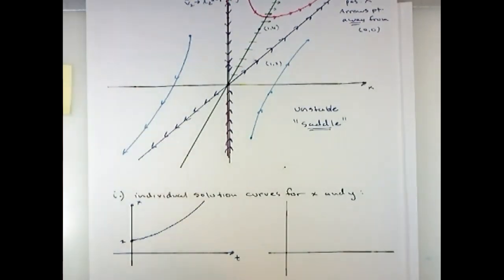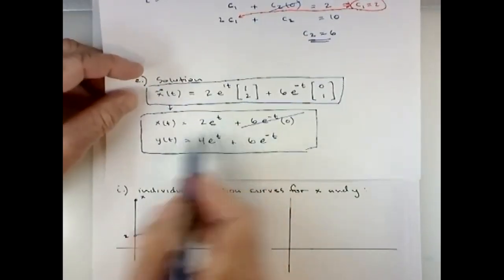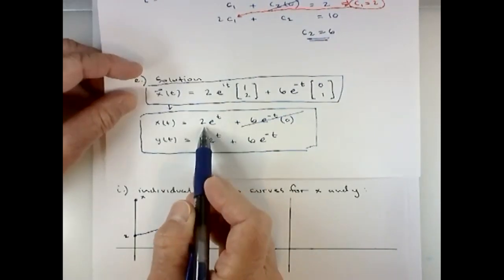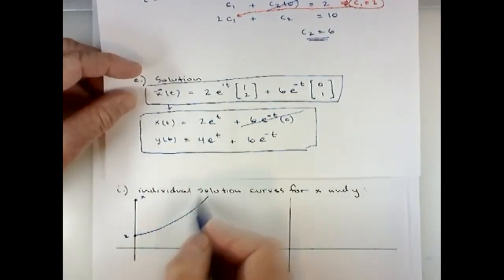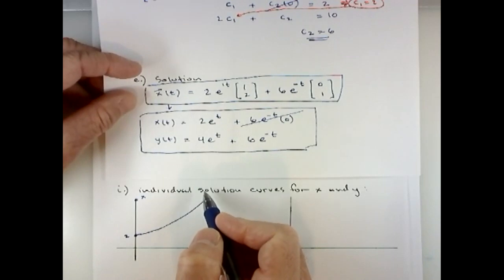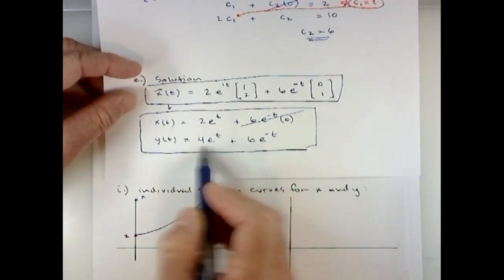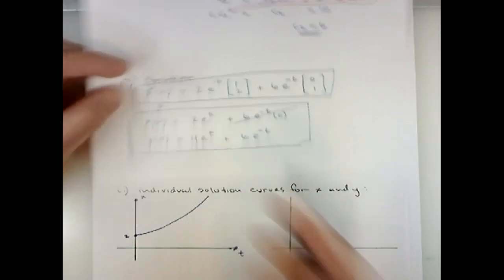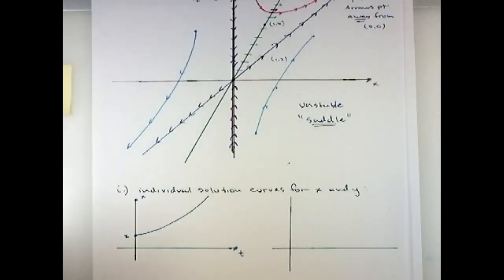Now, of course, we can confirm that. We can confirm that because what is the equation for X of t? It's just 2e to the t, right? And we know that graph. That's an exponential graph. Y of t is a little more complicated, right? To try to graph that by hand. But you can visualize y of t as well.